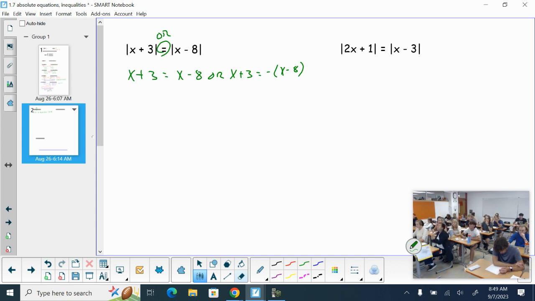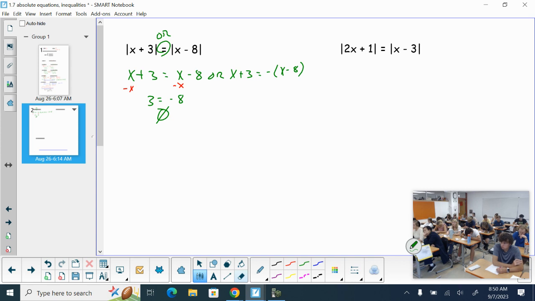But when we solve the first one, we subtract our x and subtract our x. We're left with 3 is equal to -8. Is that a true statement? No. So this just gives us an empty set. It gives us no solutions.